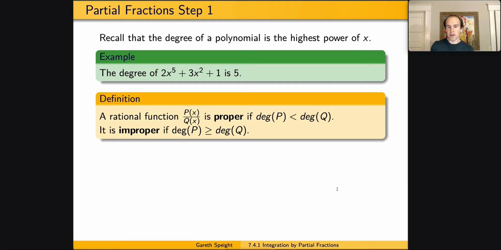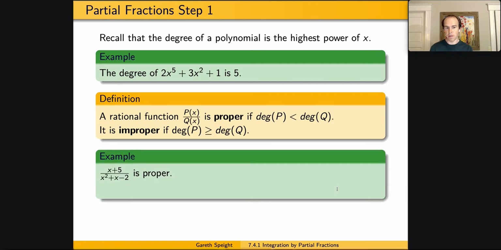And next, a rational function. Remember, rational functions look like one polynomial divided by another polynomial. So it's p divided by q, where p and q are polynomials. A rational function is proper if the degree of the top is less than the degree of the bottom. And it's improper if the degree of the top is bigger or equal to the degree of the bottom. So somehow we want to deal with proper rational functions, which is when the degree of the top is less than the degree of the bottom.